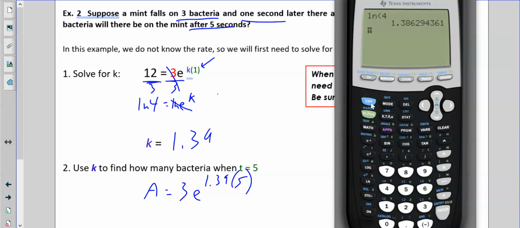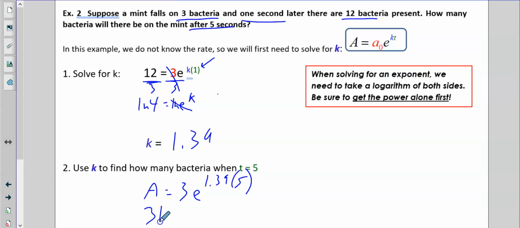So second ln, 1.39 times 5 times 3. So we round down because we don't have a whole 30th bacteria, so that's 3129 bacteria after 5 seconds. So that's a pretty quick rate of growth.